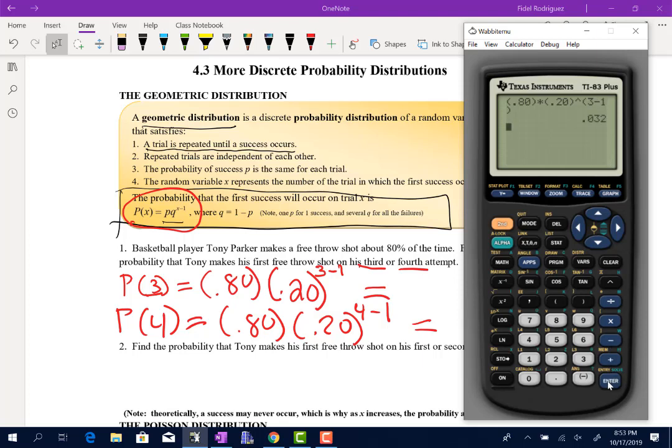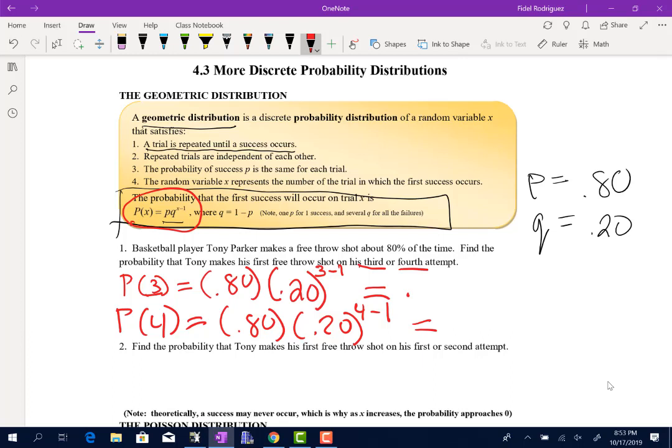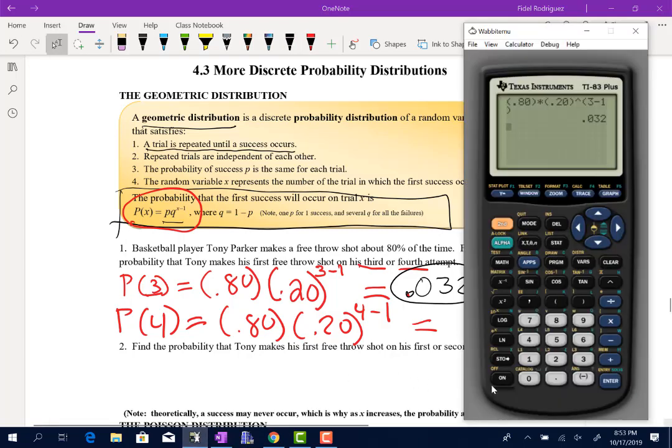Okay, so 0.032. That's the probability that he's going to make his free throw shot on the third attempt. Now, let's do the same thing for the fourth attempt. So, guys, for the fourth attempt, couldn't I just go second entry and change that number 3 to a what? There you go. And then hit enter. And I'm coming up with 0.0064.